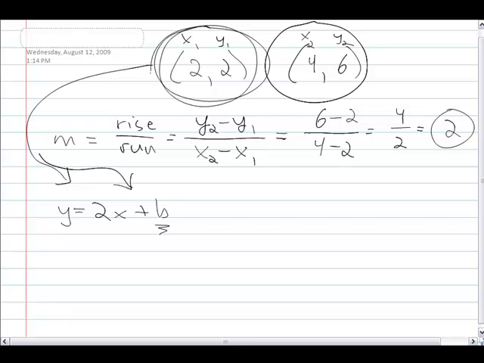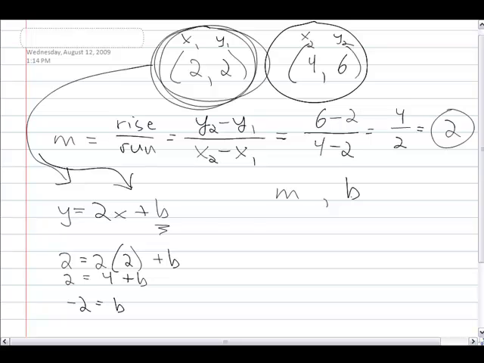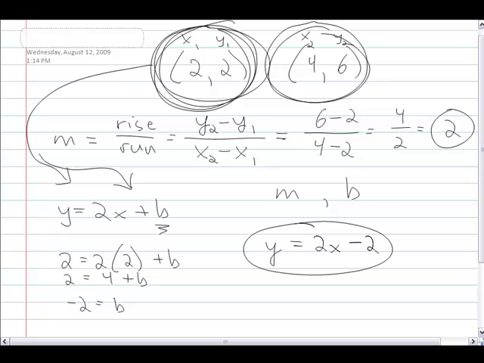So I'm just going to pick this one, the point (2, 2). So I'll plug in the 2 for y, here's our slope of 2, plug in the 2 for x, plus b. So then this becomes 2 equals 4 plus b, or b equals negative 2. So when writing the equation of a line, we only need 2 things. We need a slope and a y-intercept. Now we have both. So the equation of the line that goes through the points (2, 2) and (4, 6) is going to be y equals 2x minus 2.